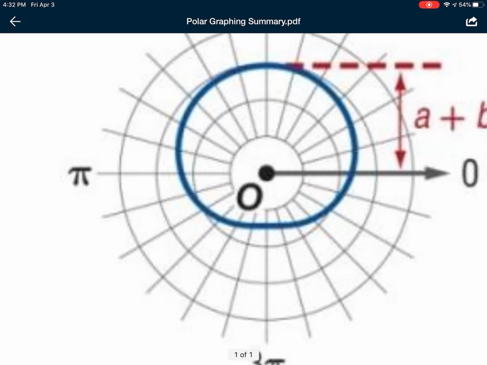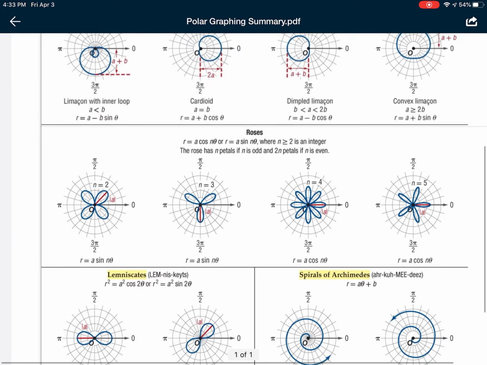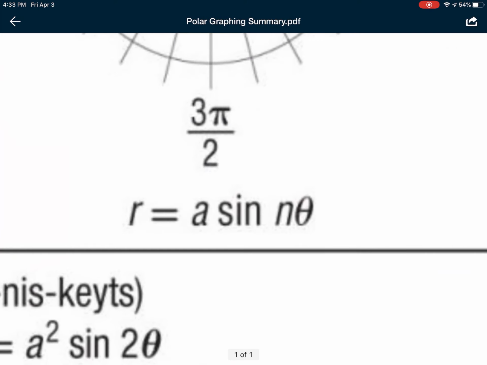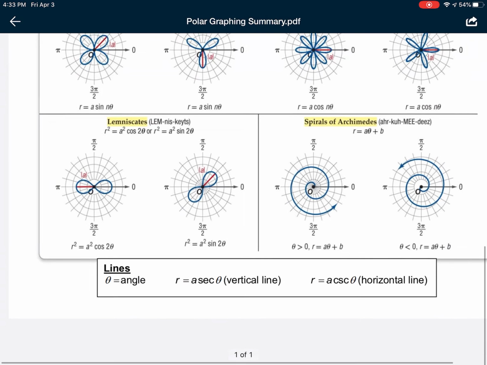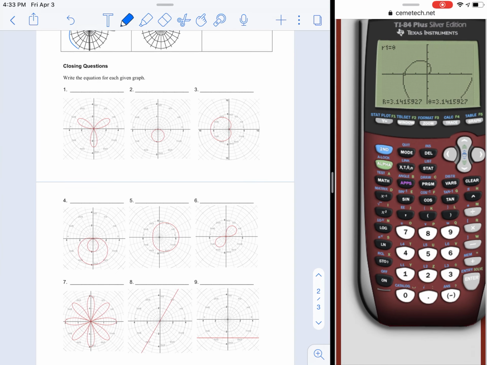Notice convex is like a blob that doesn't go through the pole, but we had talked about why when you use the D value, if you remember the midline and your amplitude, you're not going to hit that x-axis. So roses, the number of petals depends on the value in front of theta, and the length of the petal is that A value. It's all summarized in here. And then the lemniscates, the spiral, and at the bottom, the different types of lines. So use this to help yourself as you try to create these equations given the graph. It is very challenging, but I know you can do it if you really use the two note sheets.